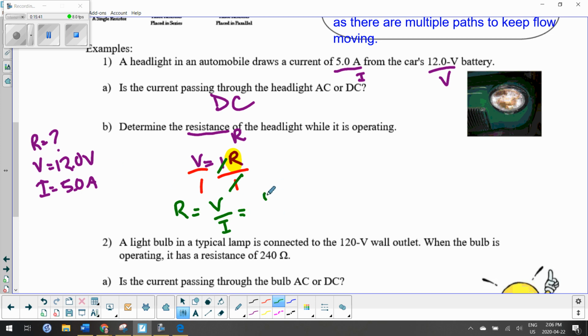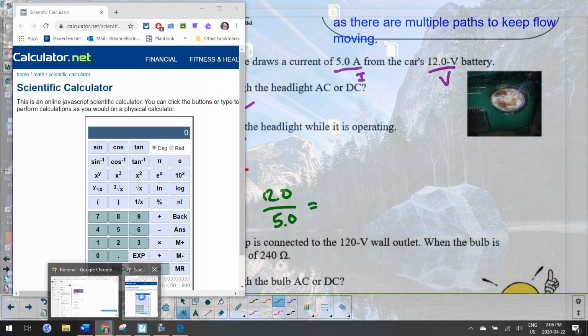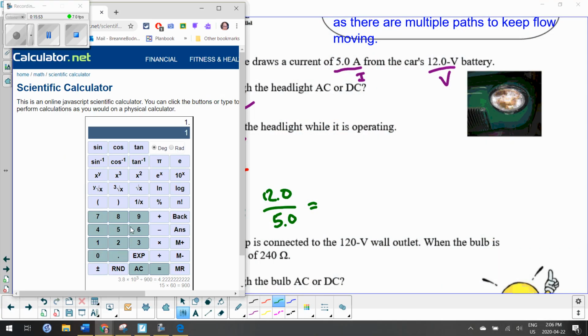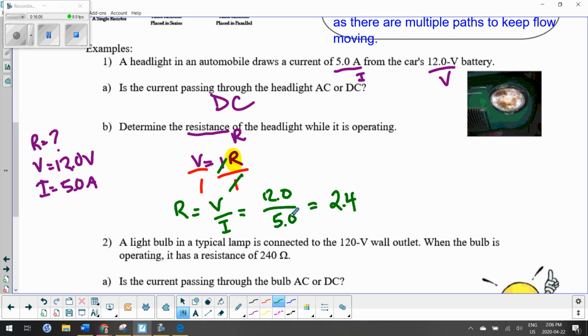And now you can just plug in your numbers. My V was 12, so I'm just going to put 12.0. You can drop your units, that's fine. And then my I is 5.0. And then you just plug that into your calculator. So 12 divided by 5 equals, so I get 2.4. So then I just write 2.4.